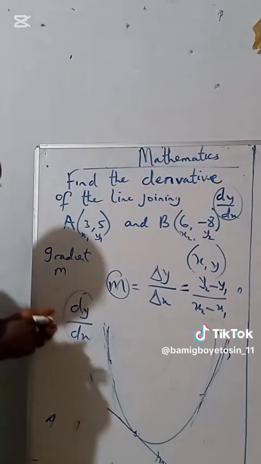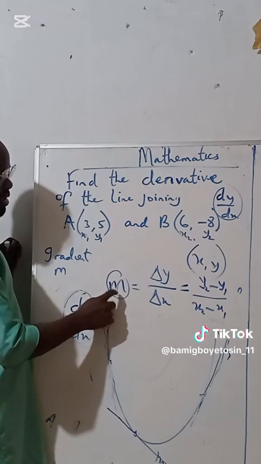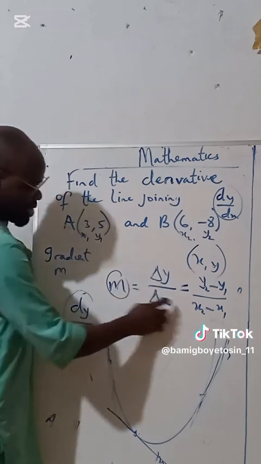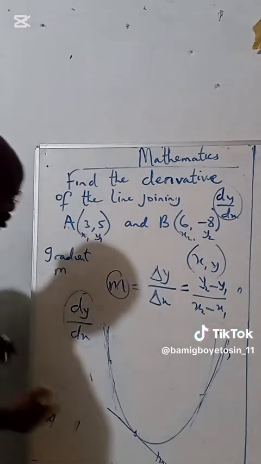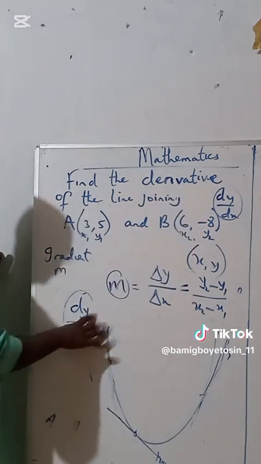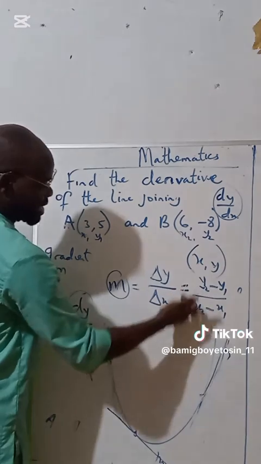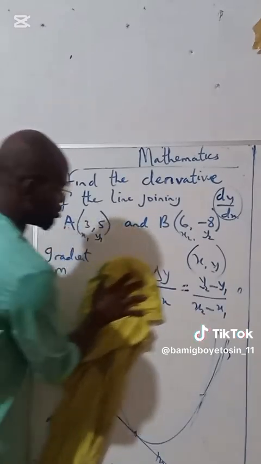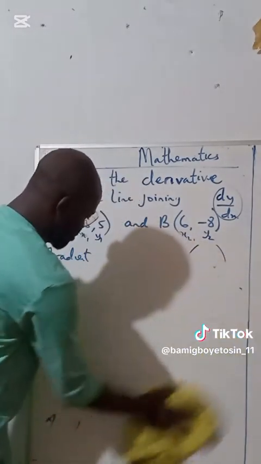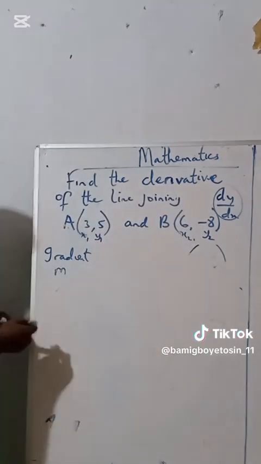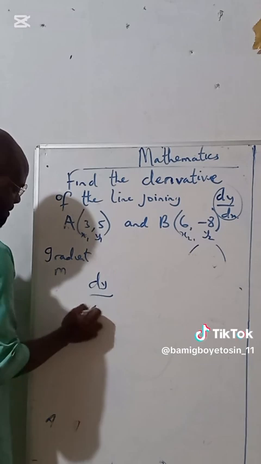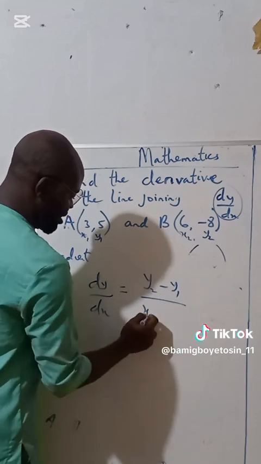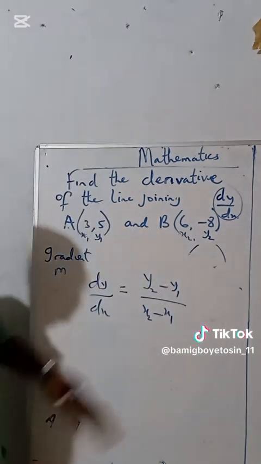So that makes you know that our gradient m, which is change in y over change in x, is the same thing as dy dx. Which means to get your derivative dy dx, just make it your m, and just apply this formula, and that's all. So let's see, very easy and simple. From the question, find the derivative. So the derivative dy dx is going to be y2 minus y1 over x2 minus x1. Just simply apply this formula and you are done.